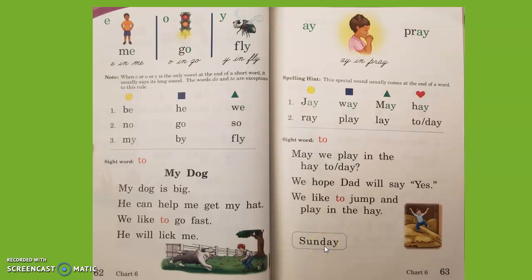Sunday. This is a day of the week. Este es un día de semana. ¿Qué significa Sunday? ¿Qué es Sunday en español? A ver. Let's see if you remember. Vamos a ver si se recuerdan qué es Sunday. ¿Cuál día es Sunday? Muy bien. Excellent. It's domingo. Es domingo. Okay. So let's continue.